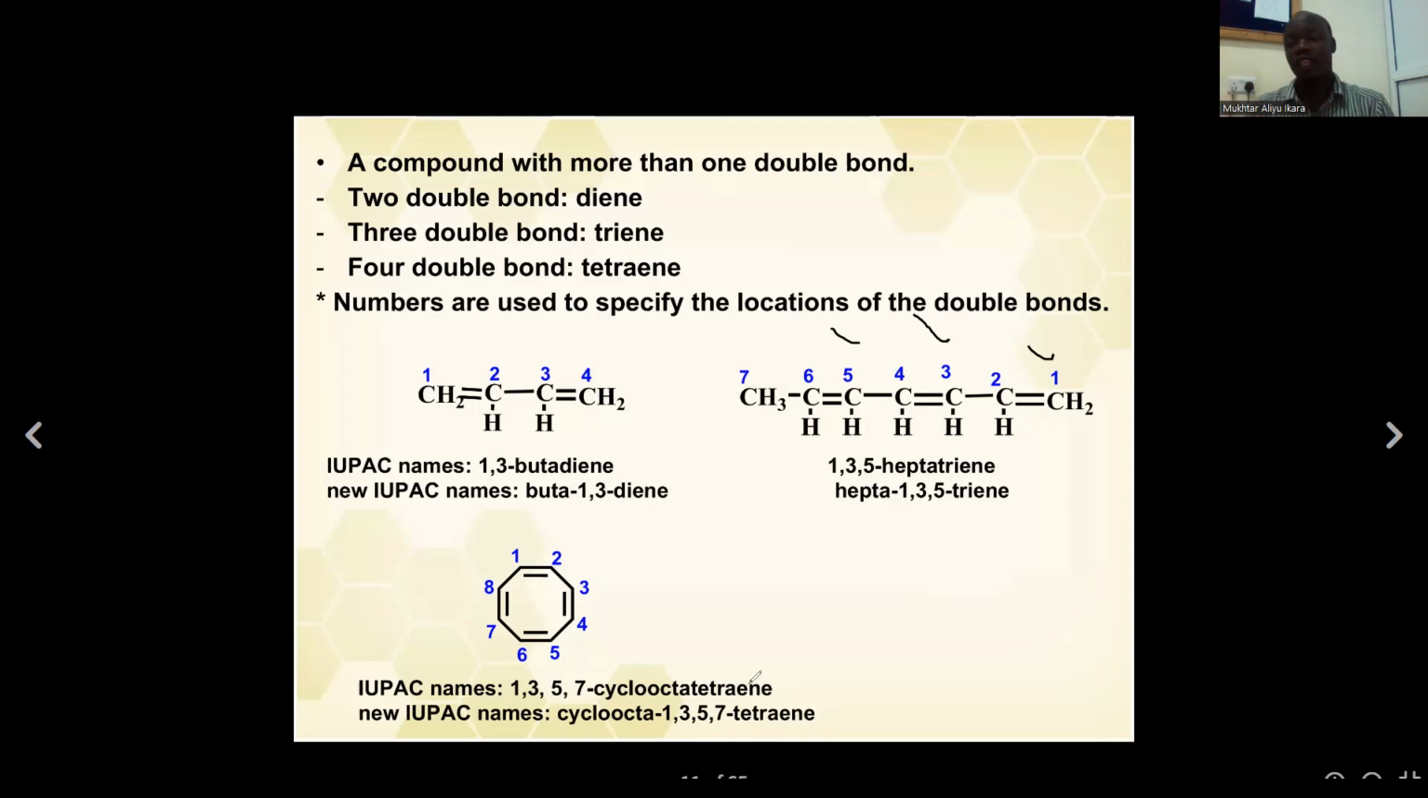So I think it is very, very important for us to know that a single compound may have multiple bonds. And it's very, very important to indicate the position of the number of the double bond.